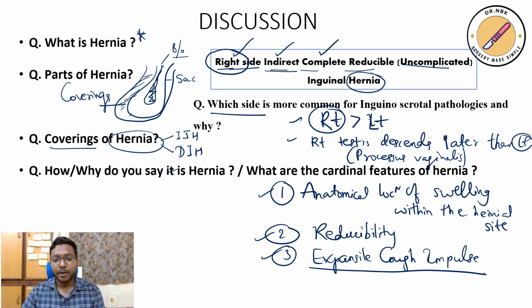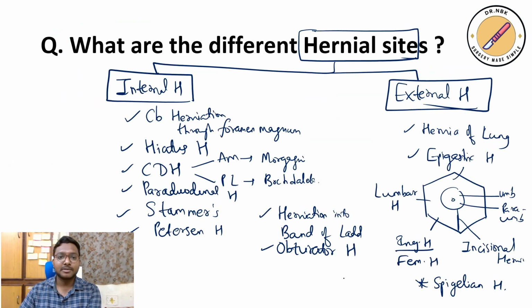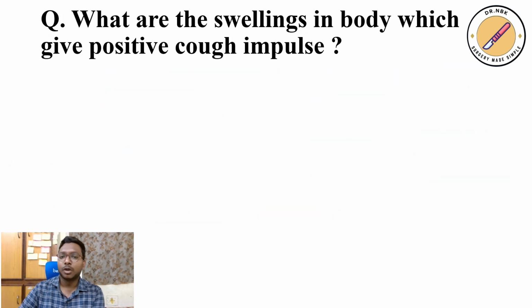Now coming to the third point, expansile cough impulse. Here the examiner will ask you, what are the different swellings in the body which will give a positive cough impulse? You should answer the question with a sentence. You should not give examples directly.